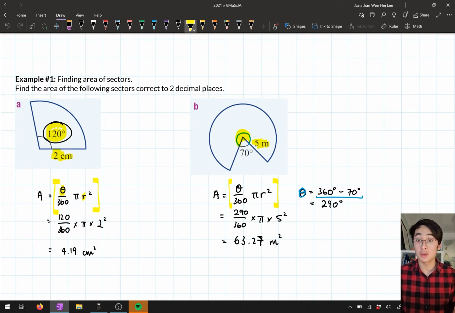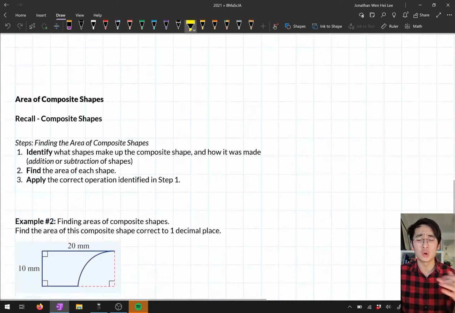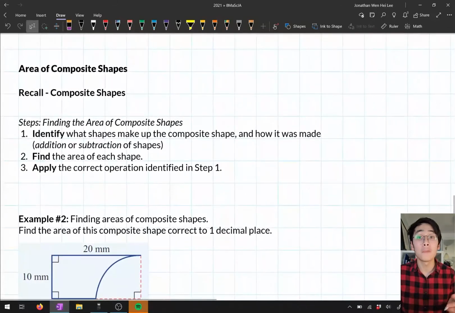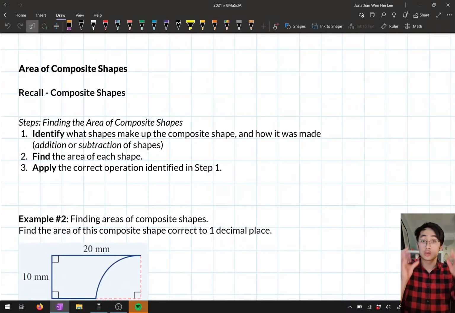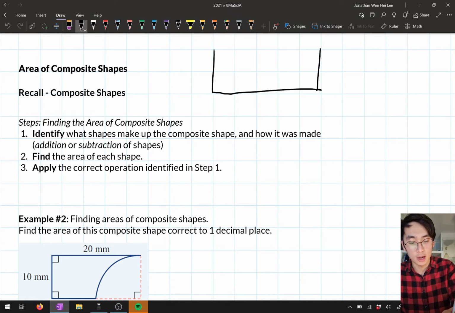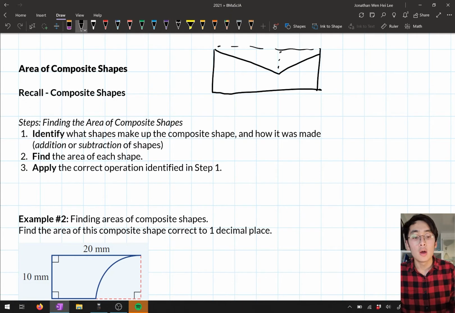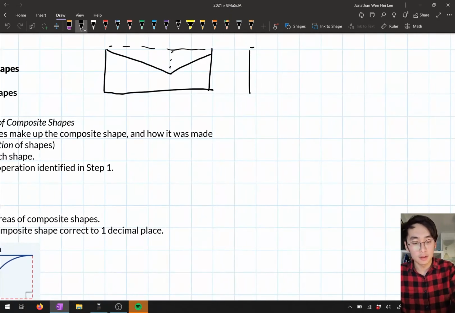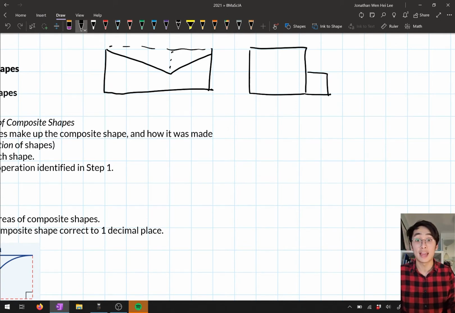Now, the other part of today's lesson, we actually want to look at finding the area of composite shapes using the area of sectors. Early in this topic, we already talked about composite shapes. If you remember, composite shapes were shapes where you took two basic shapes and you either added them together or you subtracted them from each other. And so we had a look at an example where we found the area of a shape where you had a rectangle and you subtracted a triangle from it. And we also had a look at an example where we had a square and we added on a little rectangle on the side and we found the areas of those.